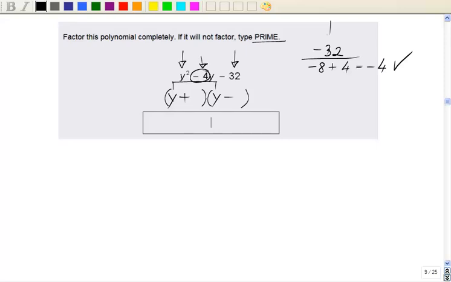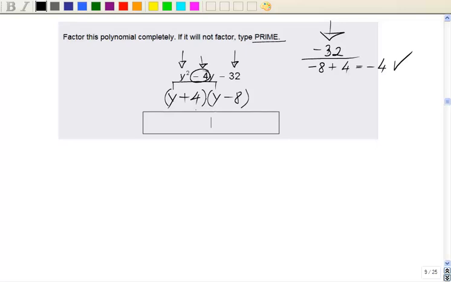So, do you guys notice what we've done here? I found two factors of negative 32 that will add up to negative 4. And those two numbers are negative 8 and 4, which means I'm done with my factoring. My first binomial will be y plus 4. The second one will be y minus 8.